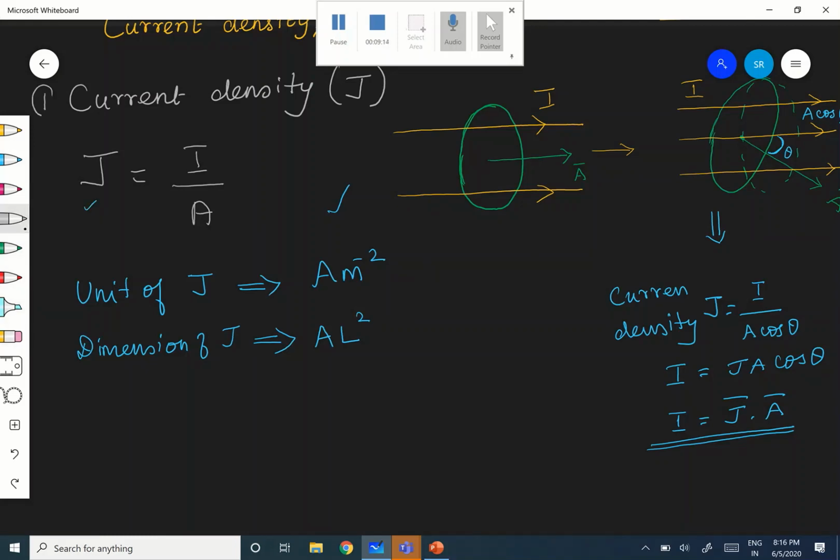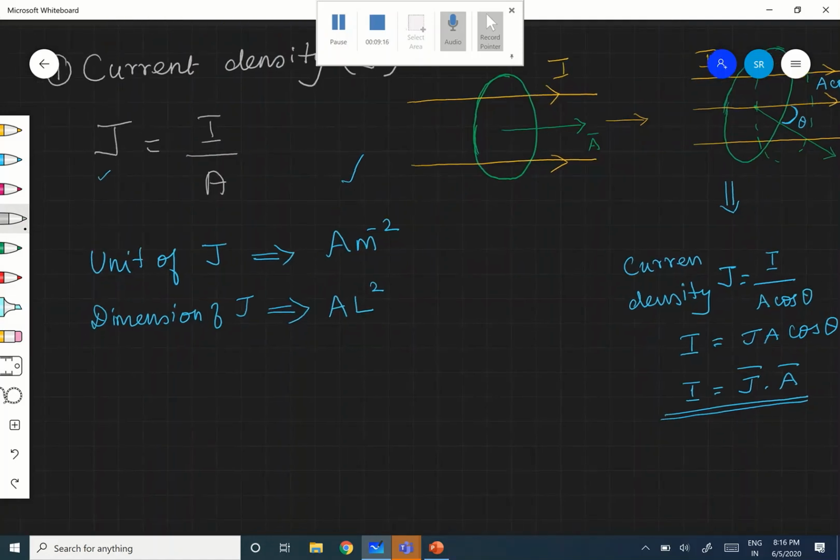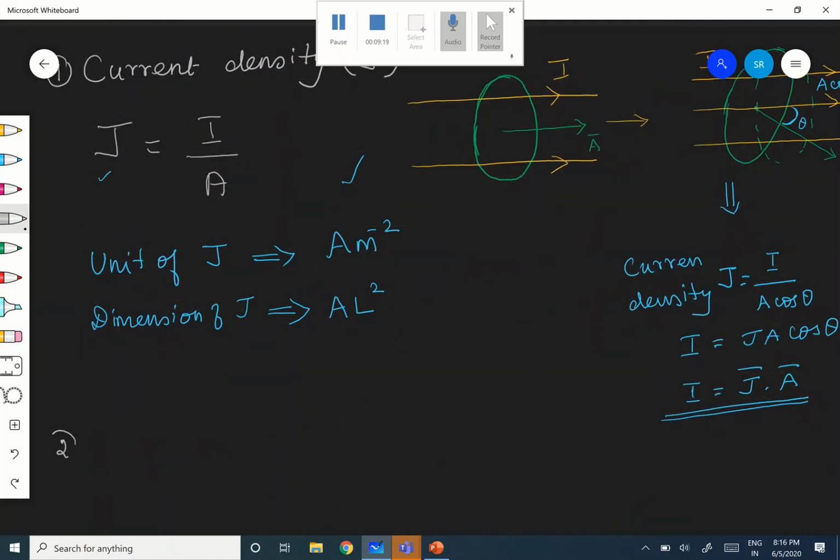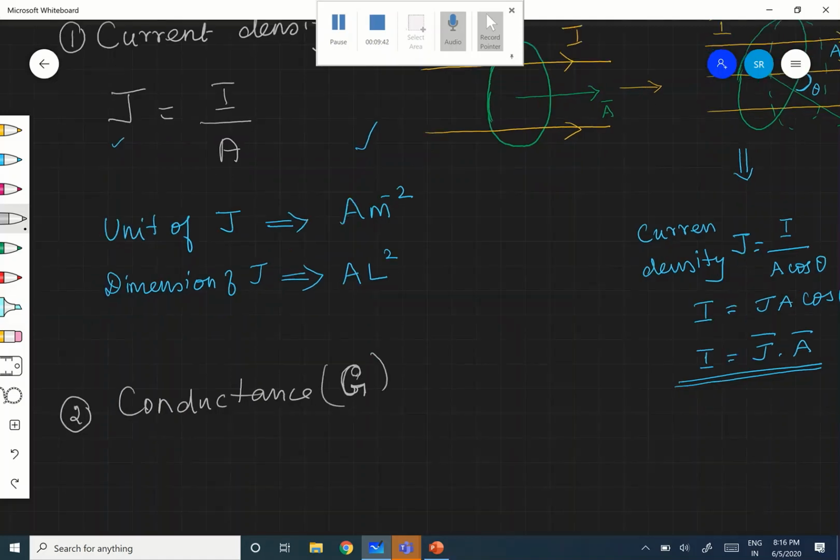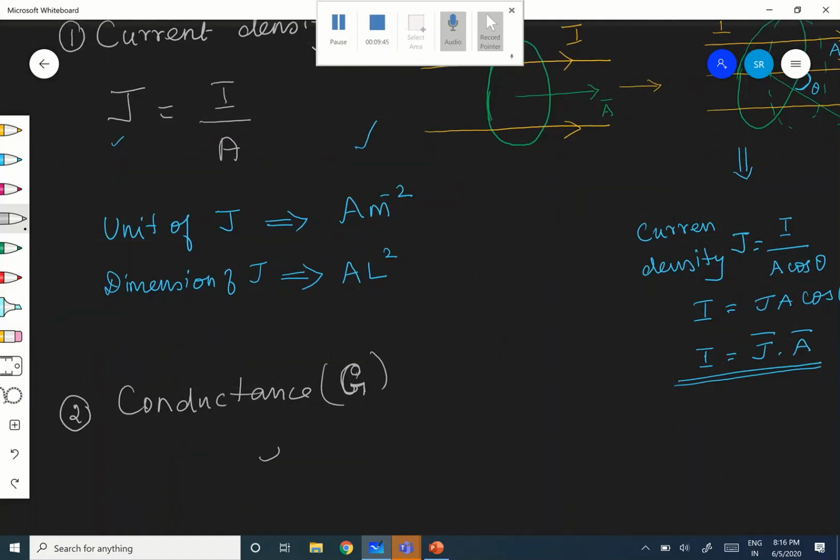Number 2 is conductance. What is conductance? Very simple. It is usually denoted by capital G. Conductance is nothing but the reciprocal of resistance. Therefore, G is 1 by R. That's all. Very simple.